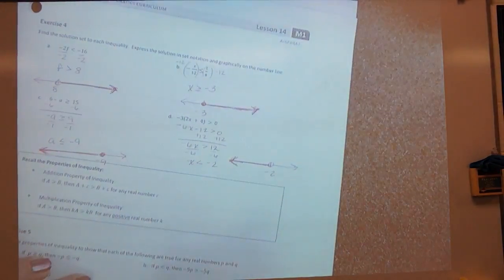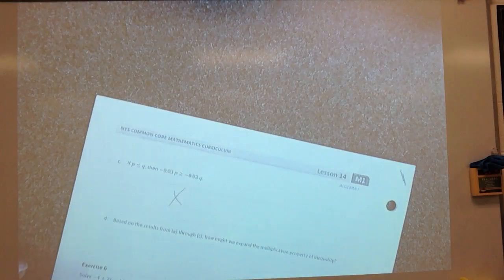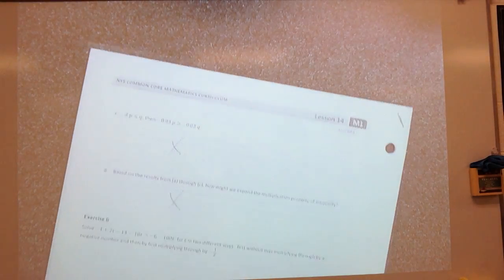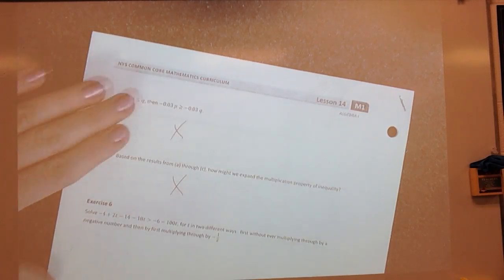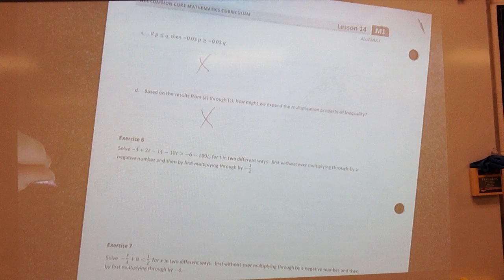Let's see. We're going to X out B, and let's go on. We're going to X out C, and we're going to X out D. Let's go to exercise 6. Solve negative 4 plus 2t minus 14 minus 18t is greater than negative 6 minus 100t for t in 2 different ways.